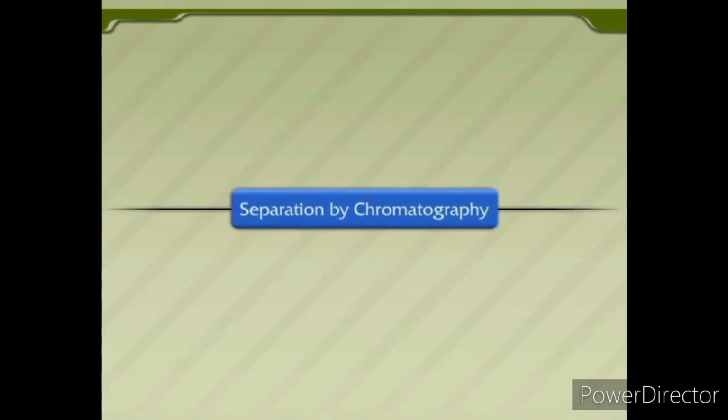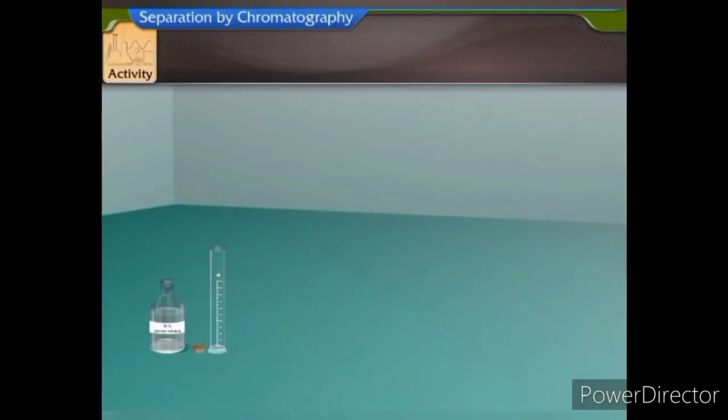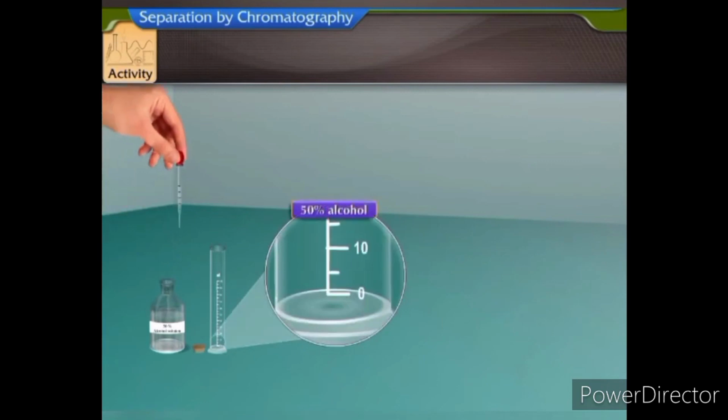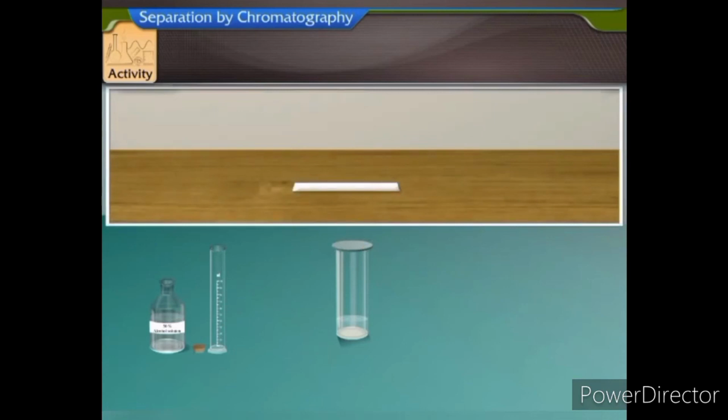Separation by chromatography. Let us perform an activity to understand chromatography. Take about 10 ml of 50% alcohol, that is, the eluent in a glass jar. Cover it with its lid. Now cut a strip of chromatography paper. Draw a line by pencil parallel to one edge of the paper about 2 centimeters above the edge. This is the base line.